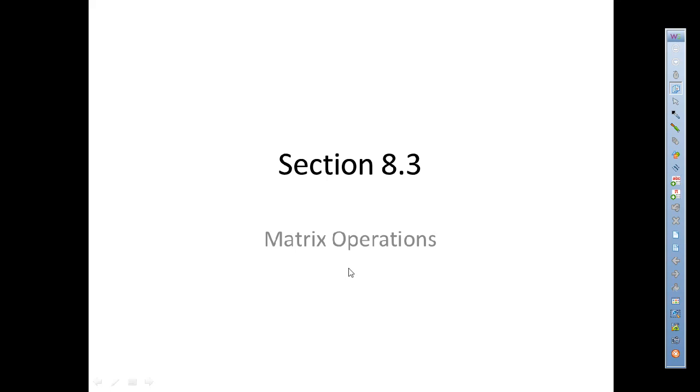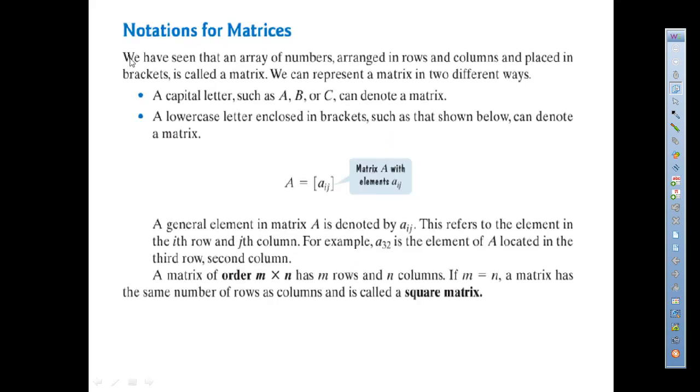We'll see. All right, so matrices are just an array of numbers arranged in rows and columns, and this is actually covered in section 1, but most of the basic stuff for matrices are covered in this section 3 that we're talking about. So when we group numbers together in rows and columns and place them in brackets, we call that a matrix.